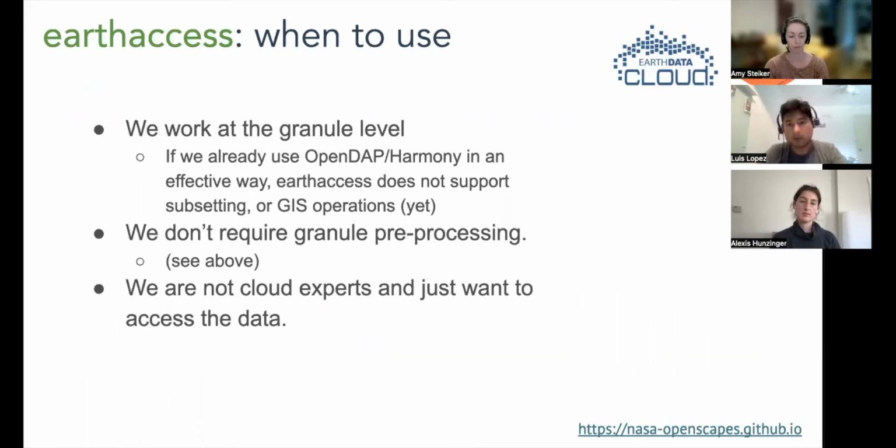An important consideration is that we're working at the granule level. In NASA, if you're familiar with granules, they are the discrete chunks of data, the files that each of the data sets are partitioned into. If you work at this level and you don't require pre-processing, or you're going to do the pre-processing yourself, then this is perfect because it doesn't do GIS operations yet. You cannot yet do the transformations that other services will provide. And if you're not a cloud expert, so I don't know AWS, you can use Earthaccess for things that you normally would do.